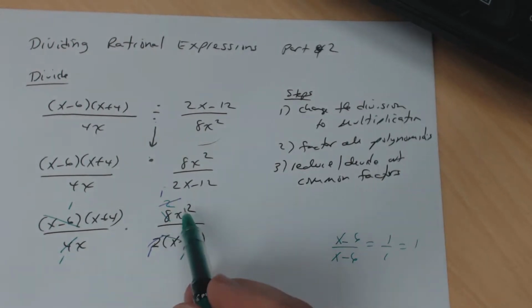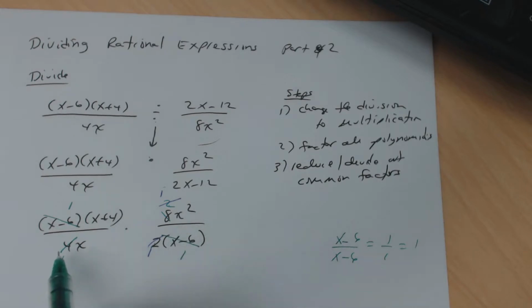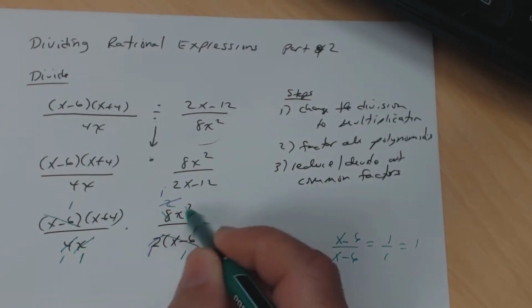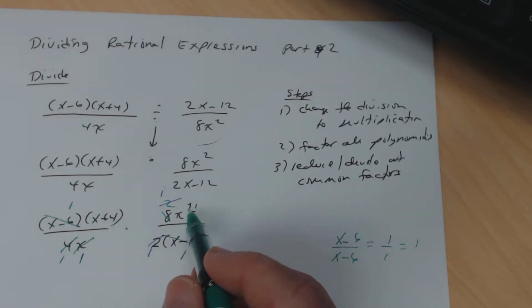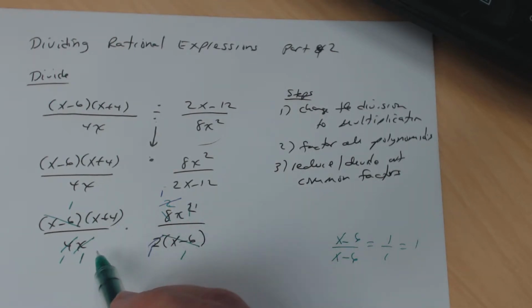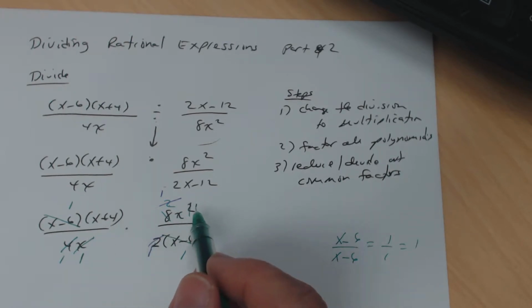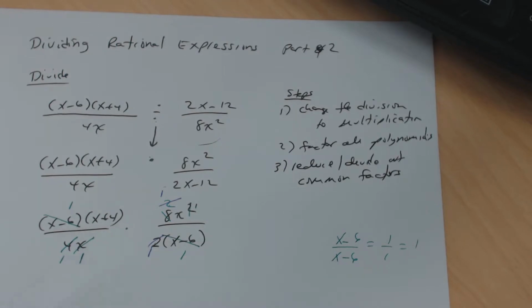Now let's look at the x's. I have 2 factors of x here and 1 factor of x here, so this will divide out into one of these, and you're left with 1. Just remember your quotient rule from a previous course: when you divide like bases, subtract the exponents. 2 minus 1 is 1, so you get x to the first. And that's all you can do.